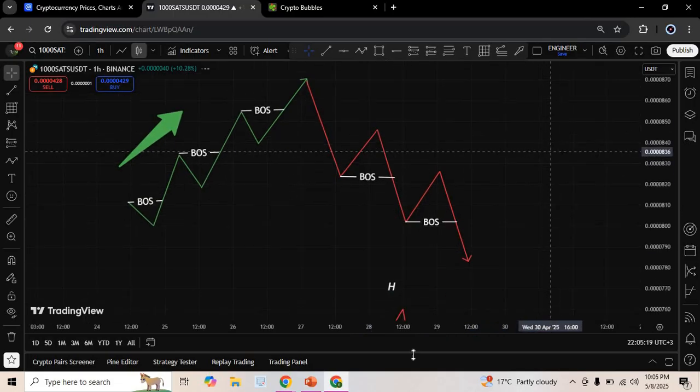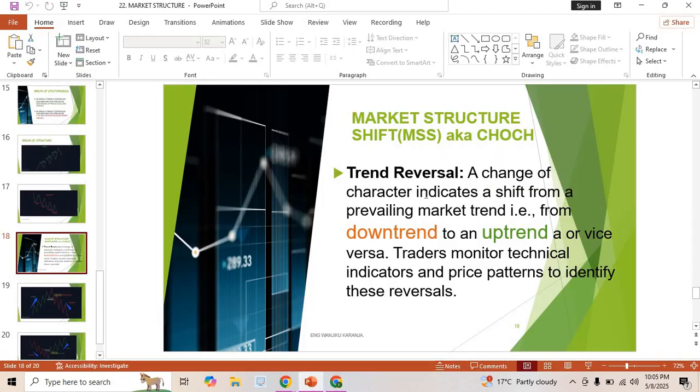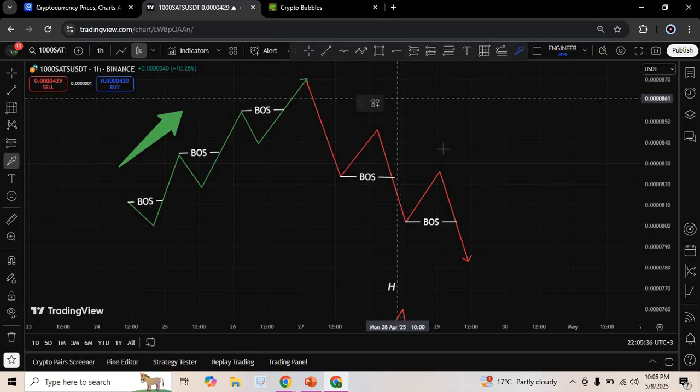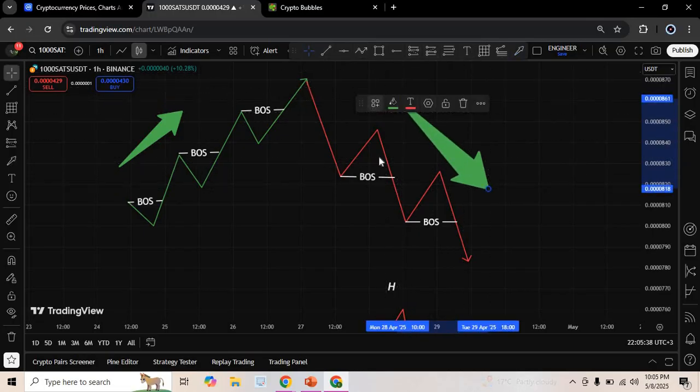So what is a change of character? We have been told that a change of character is a trend reversal. A change of character, or a market structure shift, indicates a shift from the prevailing market trend. In this case, our prevailing market trend was an uptrend and it has now changed to a downtrend.